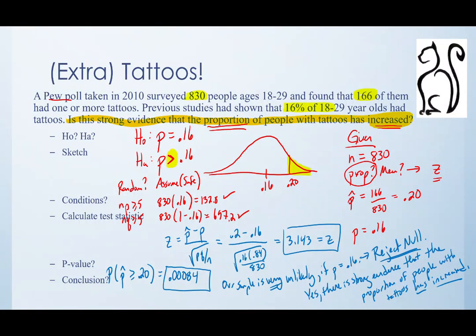And we can't say by how much. You need a confidence interval for that. But we can say very, very strong evidence that it has in fact increased, and it is something more than 16% of the population. There we go. Done the whole hypothesis test.